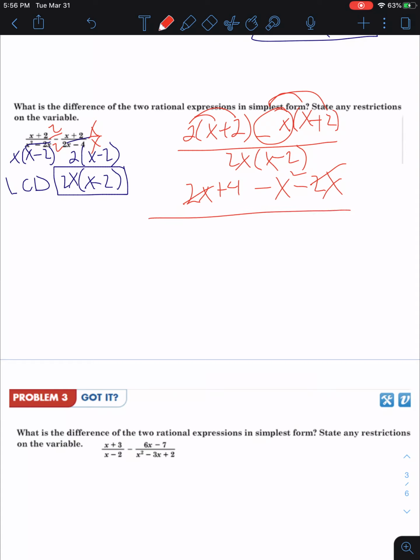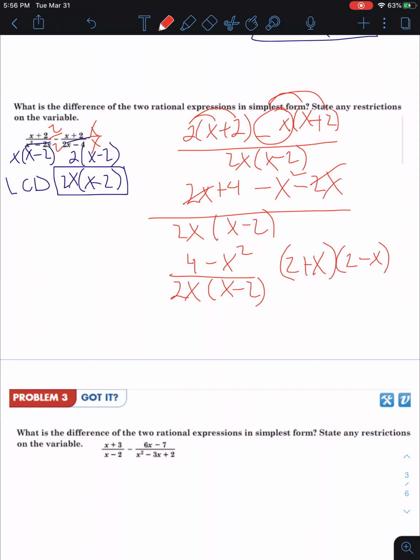And that's going to give me a 2x times x minus 2. All right, now I've got a 4 minus x squared left over, which is the difference of two perfect squares, over 2x times x minus 2. The difference of two perfect squares would be 2 plus x and 2 minus x over 2x times x minus 2.